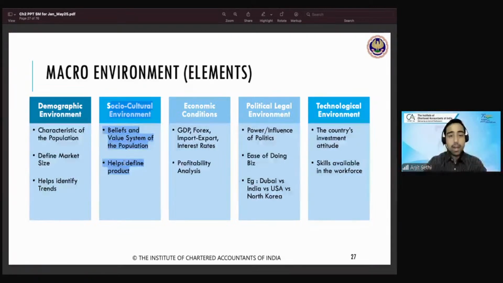Now, why sociocultural? Because it really tells you the beliefs and value systems, which is more like trends. The socio-cultural environment tells you what's happening, what people currently like, what they are doing. Technological can help you build a good product, but a great product is one which the consumers want. I can create a technology which nobody wants. I will still be technologically advanced, but people don't want it. The only element which tells me what people want is the sociocultural element.